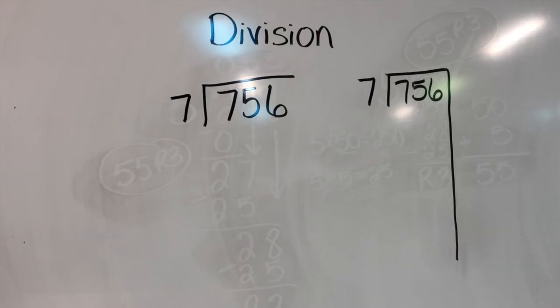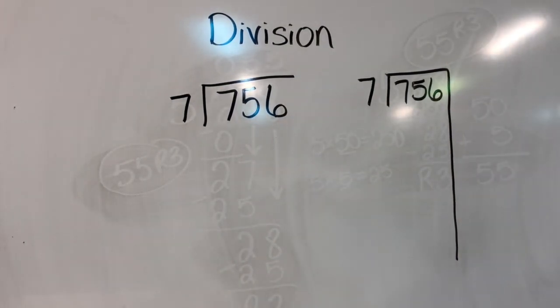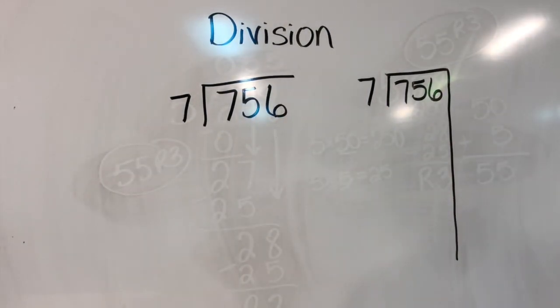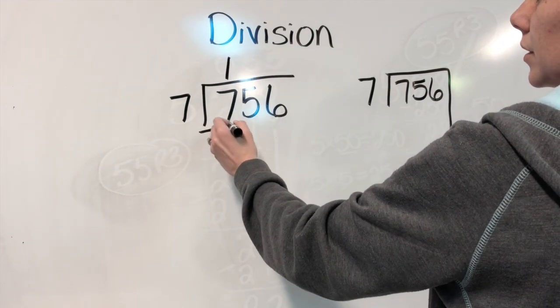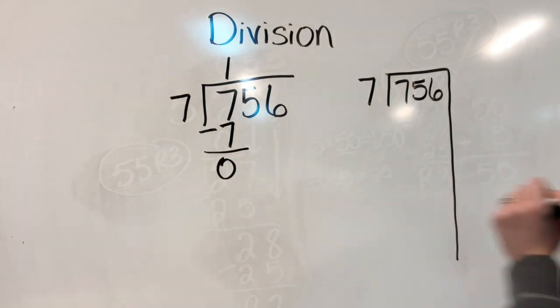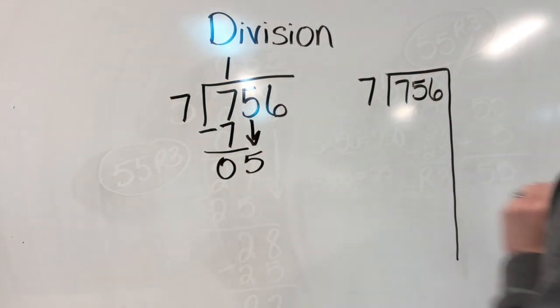All right, here's another example. We're going to do traditional and partial quotient. So traditional, how many times can we have 7 come out of 7? Right, 7 times 1 equals 7. So we're going to take 7 minus 7 and get 0. Then we bring down our next number, which is 5.